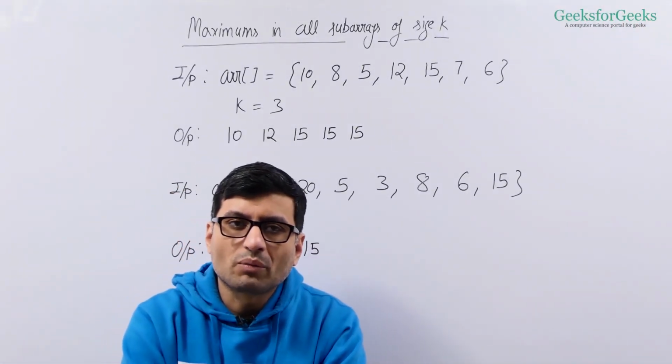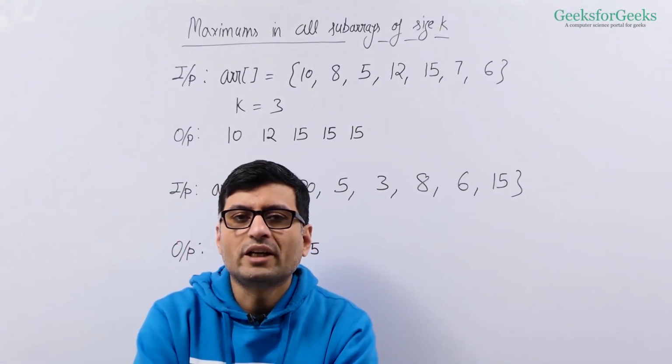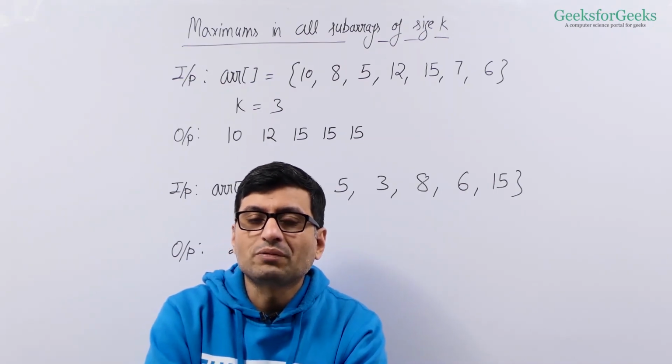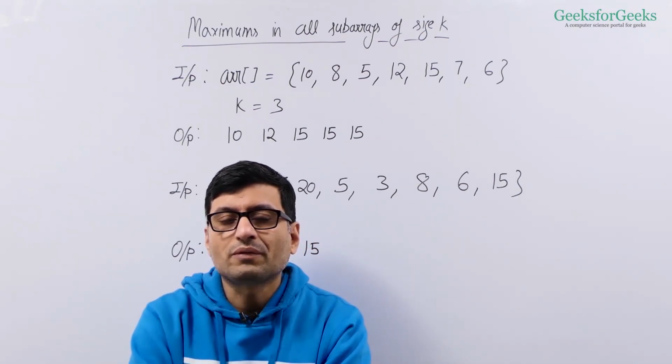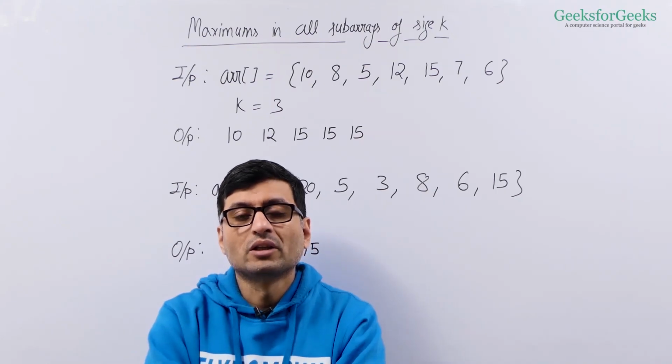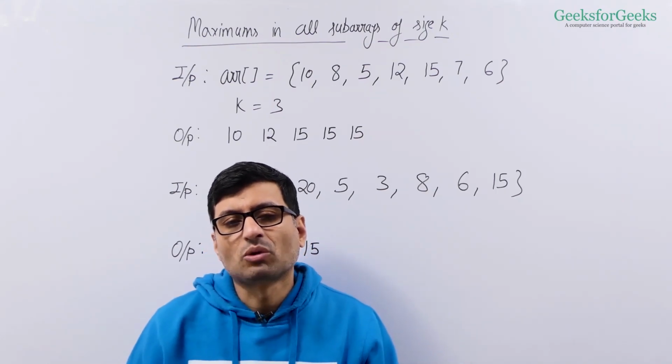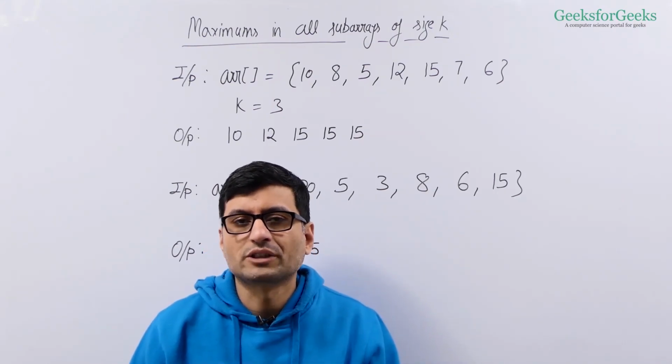Let us talk about this problem. We are given an array and an integer k. We need to find out the maximum of every subarray of size k. Please note that k is smaller than or equal to the size of this array.